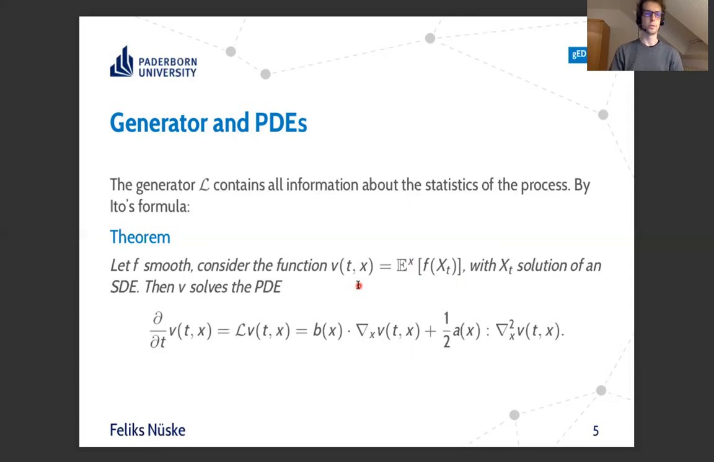And then it can be shown that this function u of t and x actually satisfies a PDE, a generalized heat equation, which is just the time derivative of the function u at all times and all positions x is equal to the action of the generator on the spatial component of u of t and x. So here's the relation between the action of this second order differential operator L and the statistical information about the process X_t.